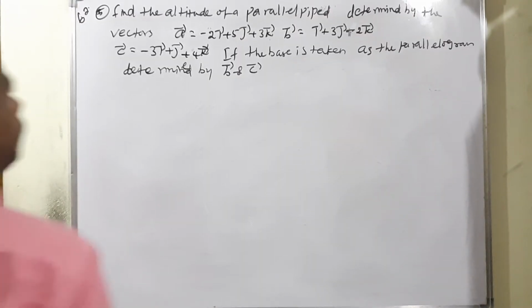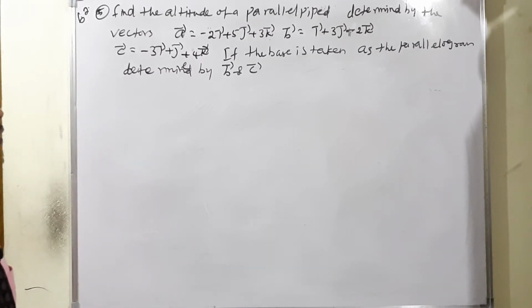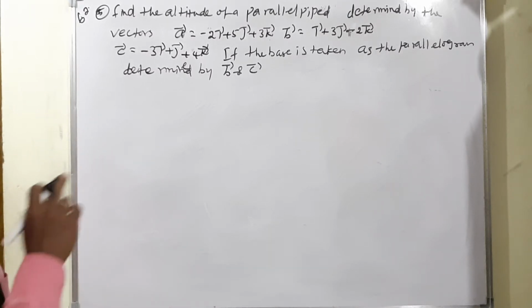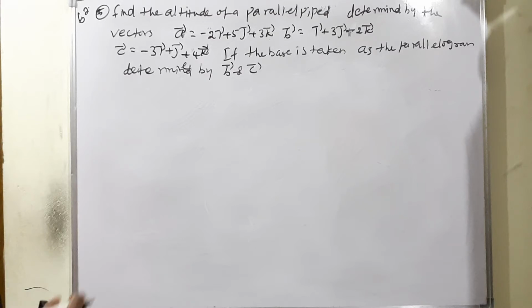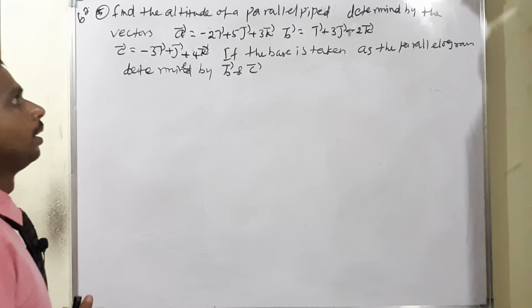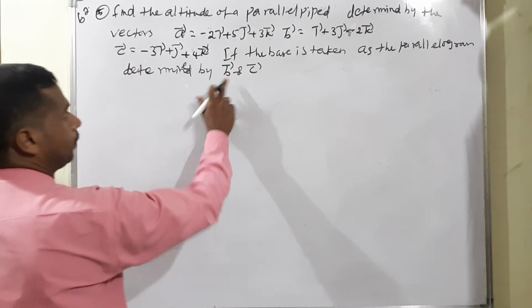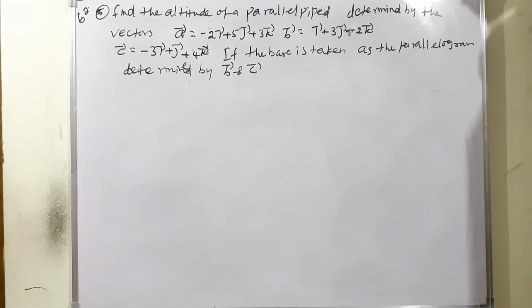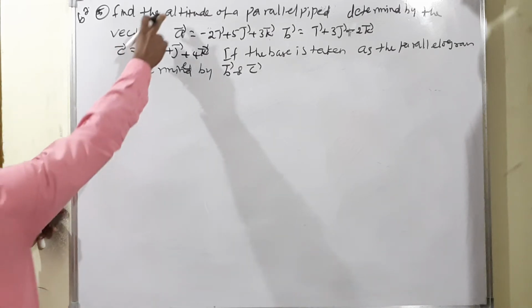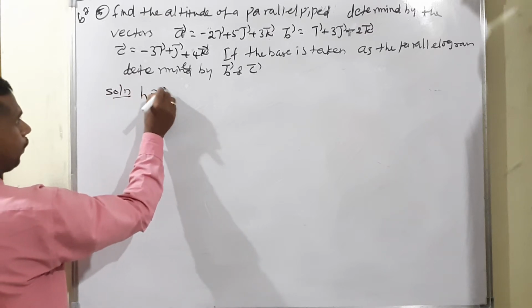Moving to question number 5, one of the important 5-mark questions. Find the altitude. Altitude means the height we need to find out from the parallelepiped determined by the vectors A vector, B vector and C vector, also given. If the base is taken as the parallelogram determined by B vector and C vector. First we need to find the altitude, which means we need to find the height.